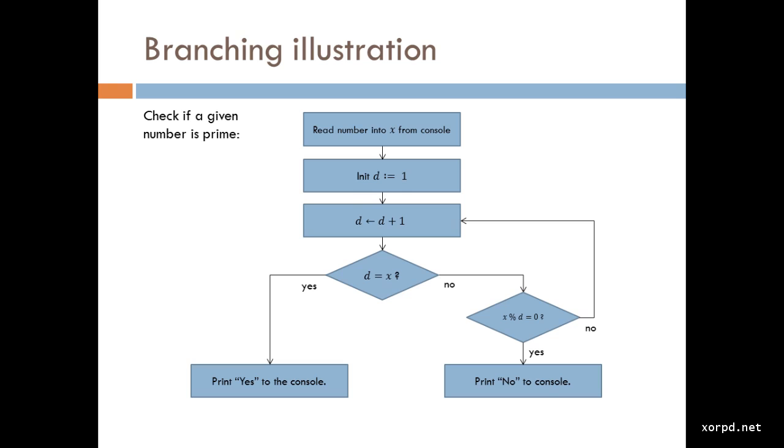Let's look at this diagram. First we read a number into X from the console. That means that we actually read the number and then store it inside an imaginary cell that we call X. Next we initialize some other value. We are going to call it D, like divisor, and we set it to 1.